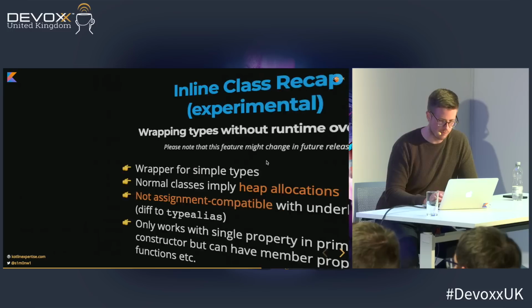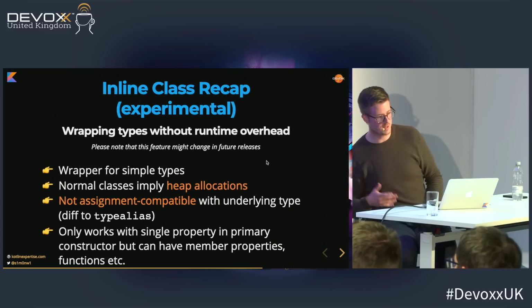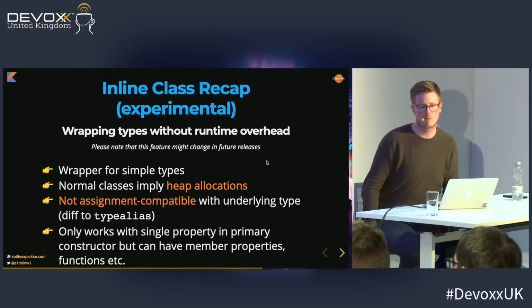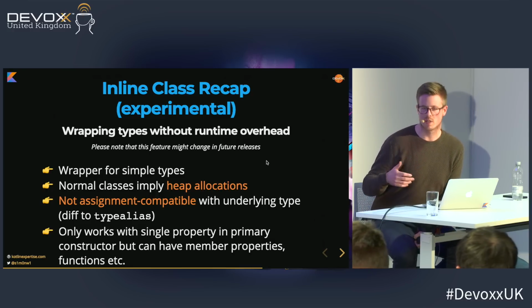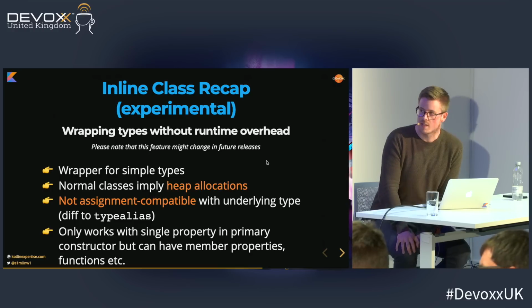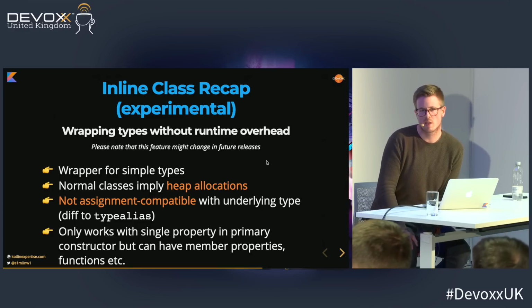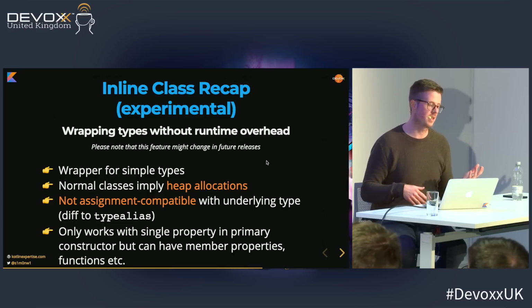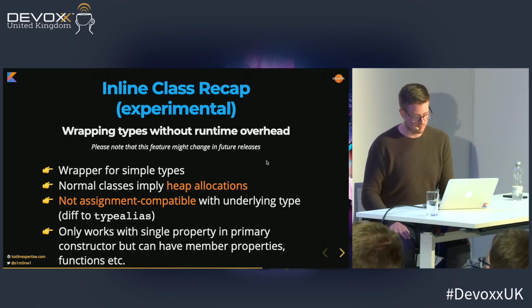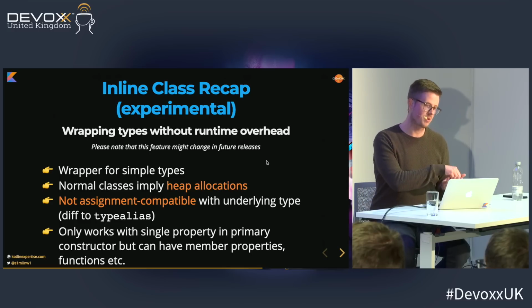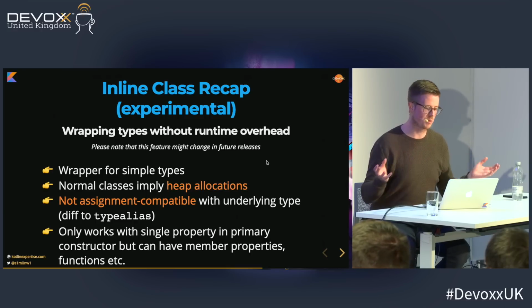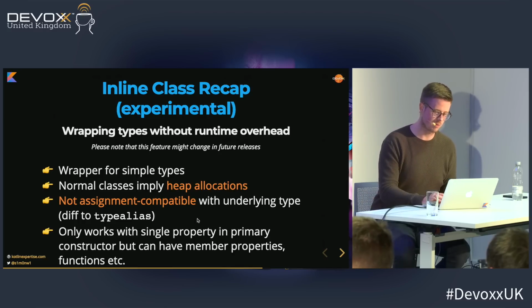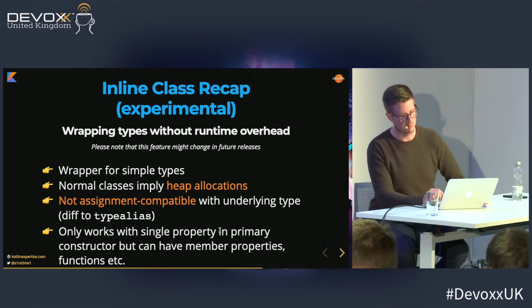Yeah, so again, it's an experimental feature. It might change, but it lets us wrap types without runtime overhead, and it can be used to wrap simple types. And as I said, normal classes, of course, imply heap allocation, so that's why we might want to use inline classes instead. And it's important that if you have a name class which wraps a string, and you have a string on the other hand, you can't just assign them to each other. They are not assignment compatible. On the other hand, type alias, which I showed earlier, is assignment compatible.